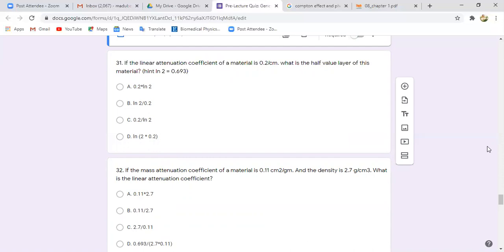So if the mass attenuation coefficient of a material is this and the density is this, what is the linear attenuation coefficient? We know the relationship between linear attenuation coefficient and mass attenuation coefficient. Mass attenuation coefficient is linear attenuation coefficient divided by density. So we just put them in there.